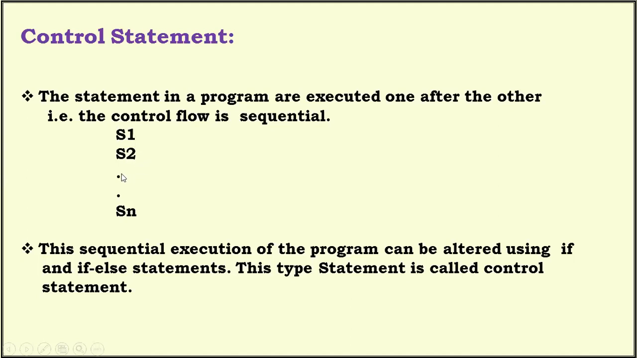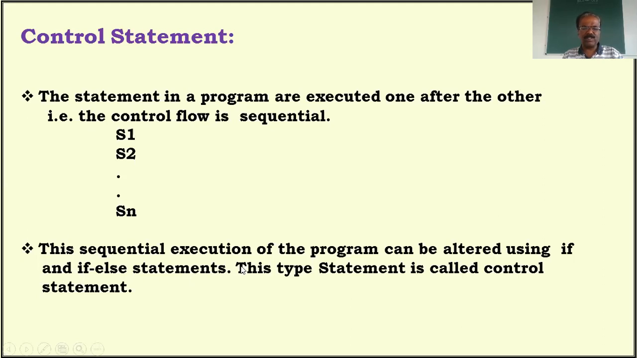In some particular cases, we want to change the sequence of the program depending upon a condition. Suppose I want to find the largest of two numbers, or the smallest of two numbers. I want to check whether a given number is positive or negative. In that case, we have to make a decision. If the condition is true, we have to execute some part of the program. If it is false, I have to do something else. At that time I have to go for a control statement, which is also called a branching statement.